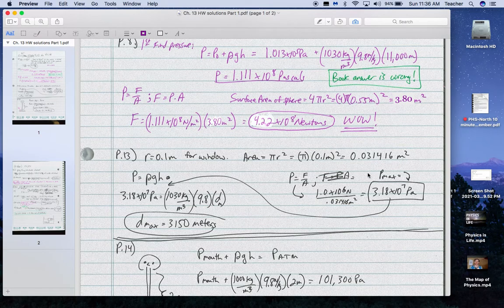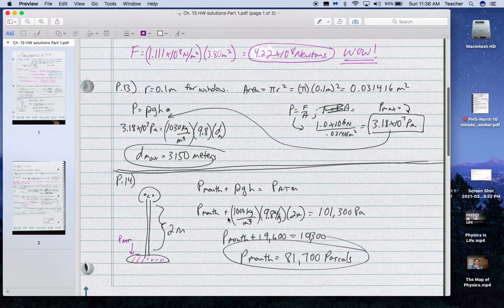So pressure is force over area. We can find the area of the window, pi r squared. Since it was a 20 centimeter diameter, that is a 0.1 meter radius, so that's the surface area. Force over area gives me that pressure. That is equal to seawater density times 9.8 times the depth, so that's 3,150 meters.